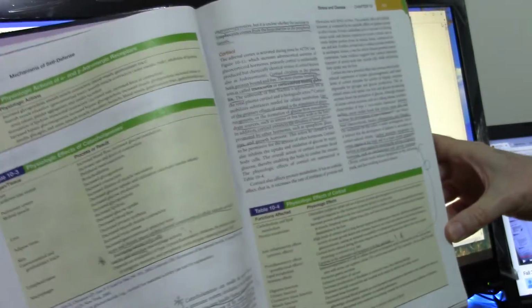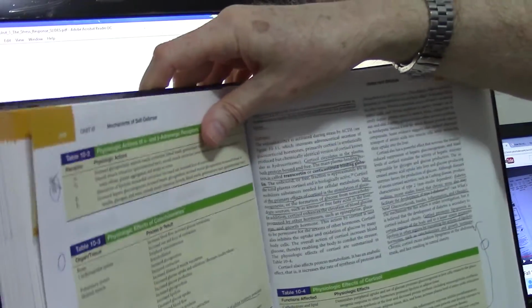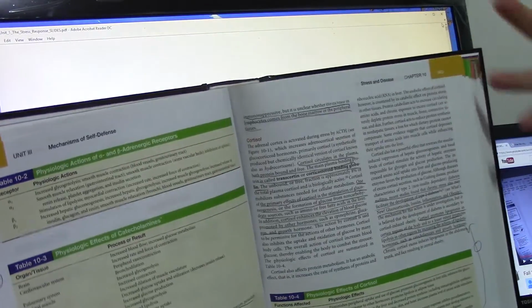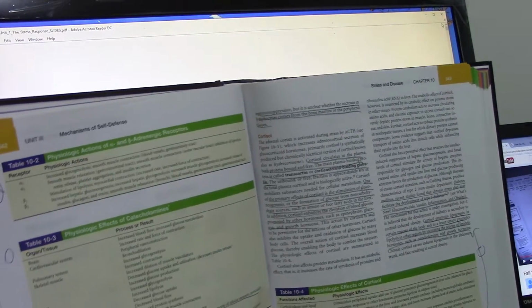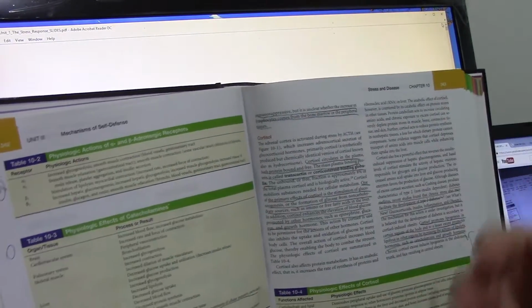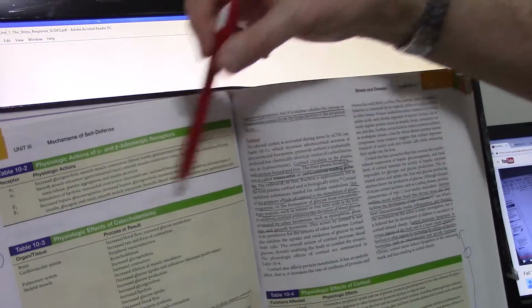Now, on the cortisol side, this over here relates to what are known as catecholamines. And catecholamines are just a category of stress compounds, and they include primarily norepinephrine, epinephrine, also dopamine. Those are your main catecholamines.